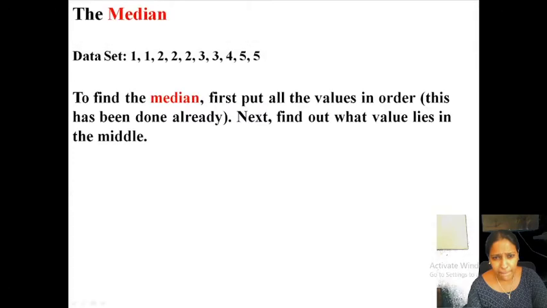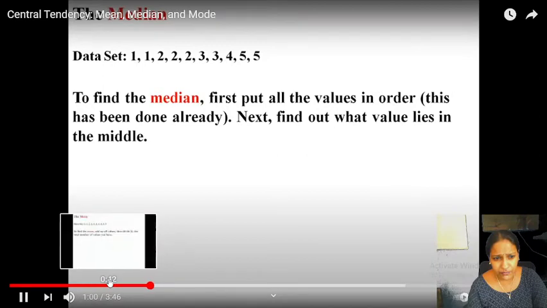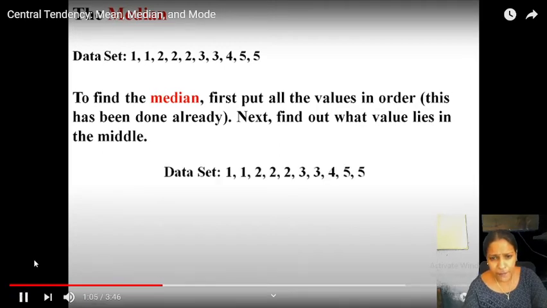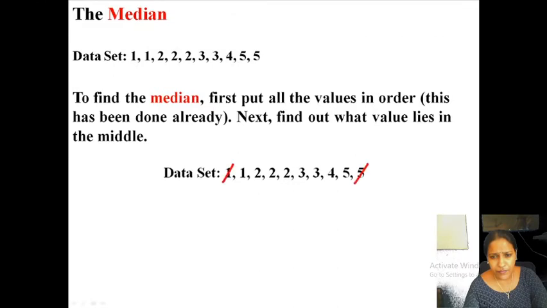But next we have the median, and we have our data set. To find the median, first put all the values in order, which I've already done. The order can be ascending or descending, and you need to find the middle value. That is the median. Let's find out what value lies in the middle. We have them in order, and now we're going to cross things off the edges until we get to the middle to find out what's there.